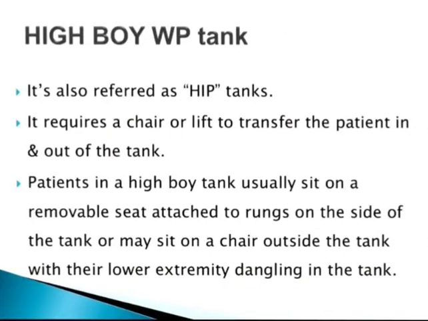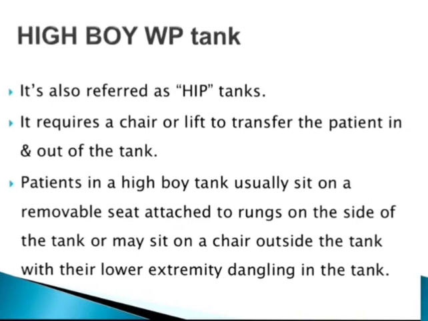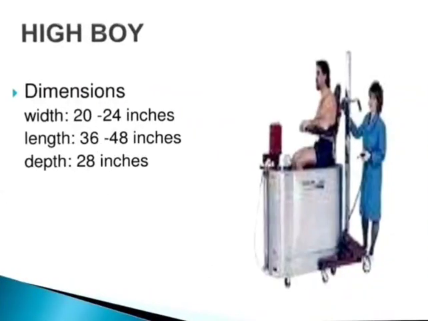Now the high buoy Whirlpool tank is also referred to as hip tanks. It requires a chair or a lift to transfer the patient in and out of the tank. Patients in a high buoy tank usually sit on a removable seat which is attached to the side of the tank, or they may sit on a chair outside the tank with their lower extremity dangling in the tank. Dimensions: width will be 20 to 24 inches, length 36 to 48 inches, and depth 28 inches.